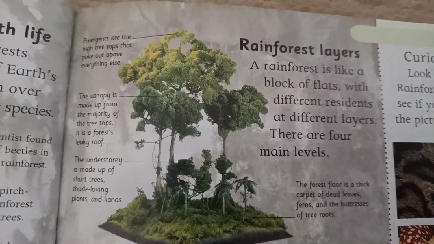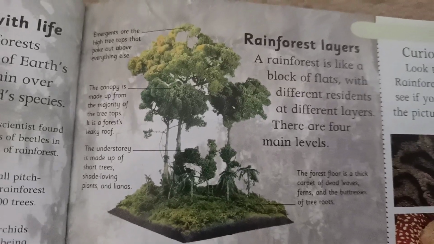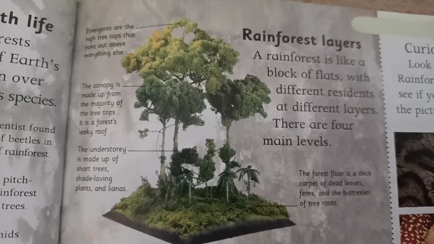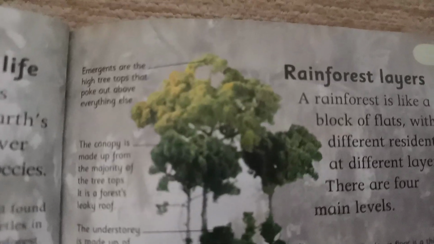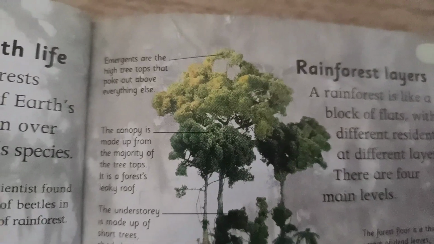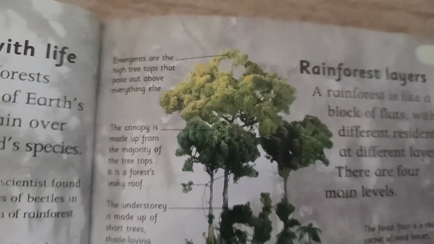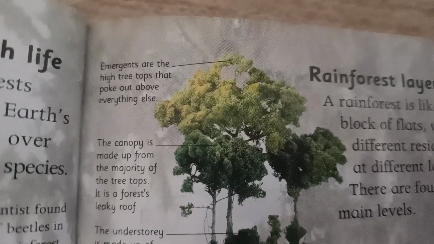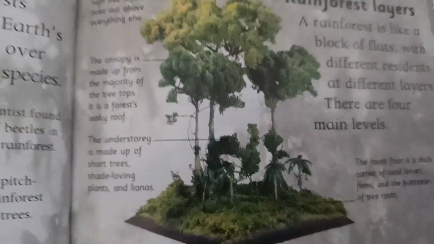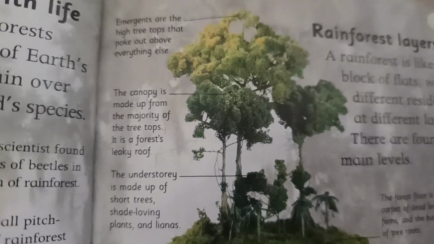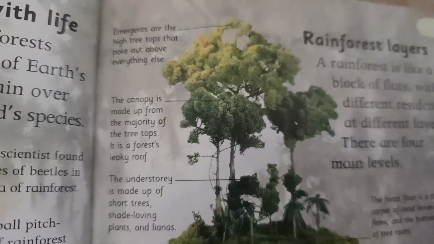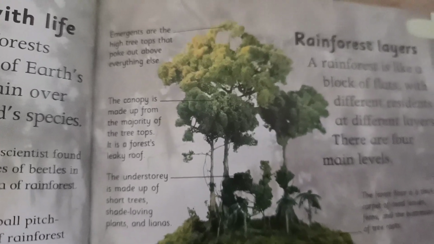Rainforest layers. A rainforest is like a block of flats with different residents at different layers. There are four main levels. From the top, emergent are the high treetops that poke out above everything else. Then comes the canopy. The canopy is made up of the majority of the treetops. It is the forest's leafy roof.